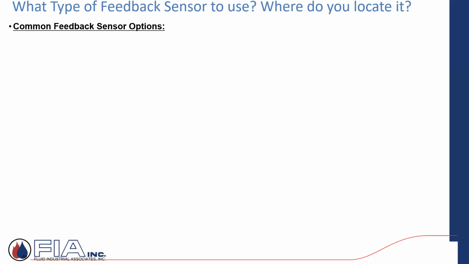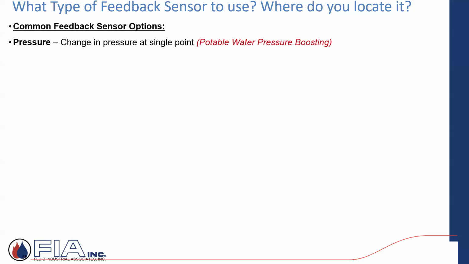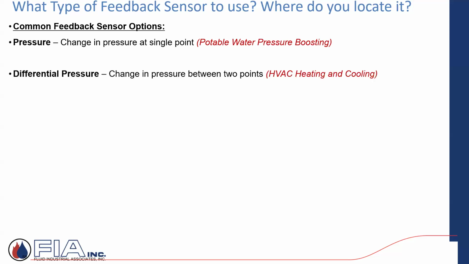Again, what type of feedback sensor, and where do you locate it? Common sensor options: we can just use pressure, a set point pressure that I want to maintain. That might be like a pressure booster application, so I'm not really looking for a differential. I'm looking to maintain a discharge pressure at X. This would be more common in HVAC applications: a differential pressure, the change in pressure between 2 points.